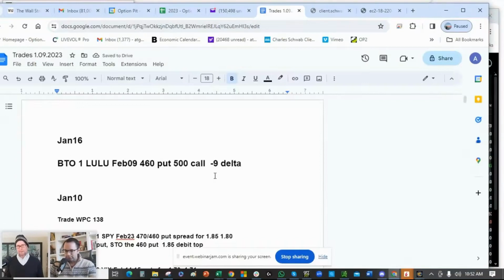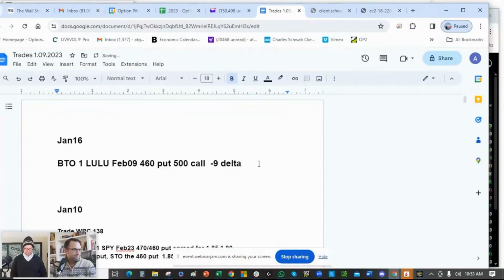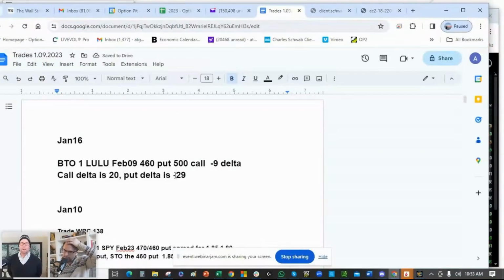Maricruz, you want to put the two together. A short nine delta means for every dollar that Lulu moves, the trade is going to change value by $9. When you add the call and the put together, the call delta is 20, and the put delta is 29. That's just telling you what the stock equivalent is. If you bought 100 shares of stock, you would be 100 deltas. If you shorted 100 shares of stock, you'd be short 100 deltas. So when I add the call and the put together, I'm only short 9 deltas.